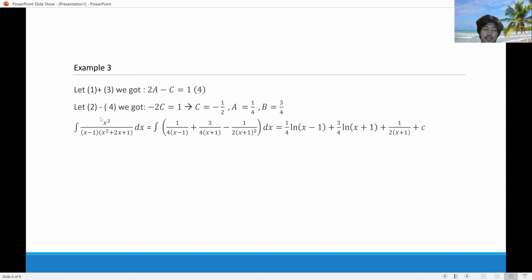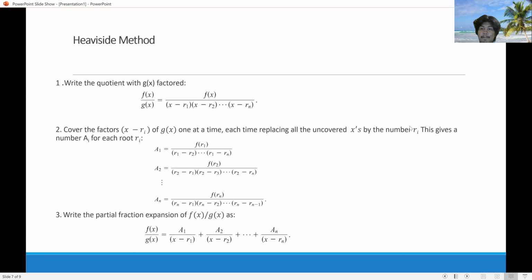And so we can rewrite the integral of x squared over (x minus 1)(x squared plus 2x plus 1) dx as the integral of 1 over 4(x minus 1) plus 3 over 4(x plus 1) minus 1 over 2(x plus 1) squared dx. And then by doing some integral calculation, we get 1 over 4 times the logarithm of x minus 1 plus 3 over 4 times the logarithm of x plus 1 plus 1 over 2(x plus 1) plus C.